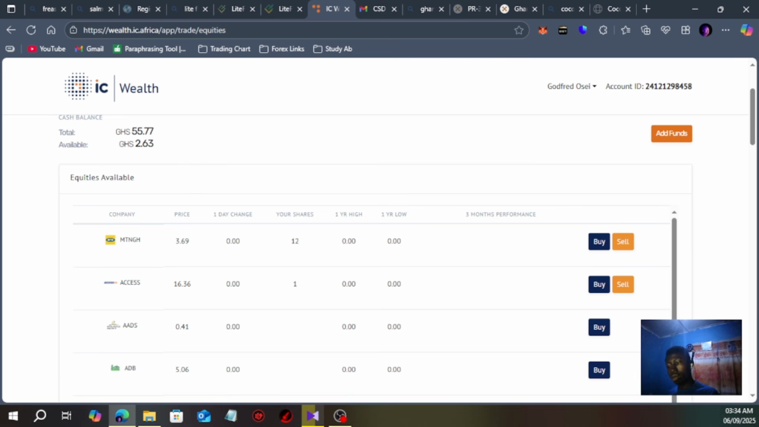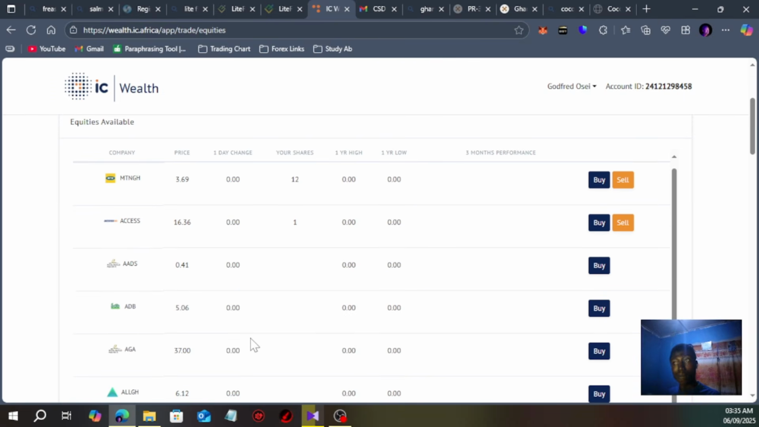So let me make it simple for you to understand. You need to know the performance of 1 year of the company that you want to buy, and then the low performance of that company that you want to buy. I hope you understand what I'm trying to mean. And also the 3 months performance of the company. So if you come here, they have 3 months performance. So you need to check the prices, the performance of the company, and also do a lot of research about it before you buy from the company. Don't just invest your money to throw your money away. These days money is hard to get.